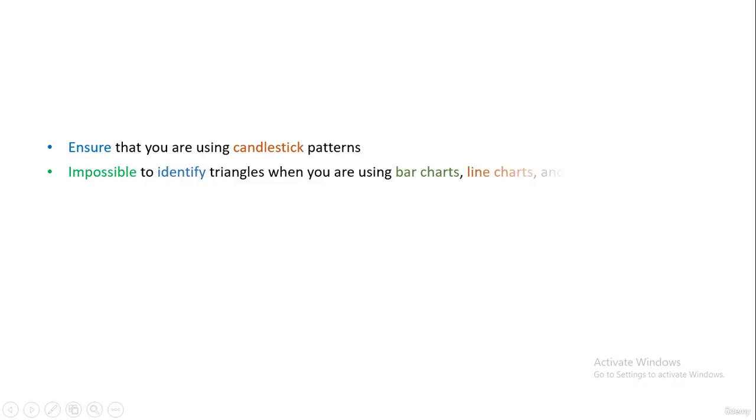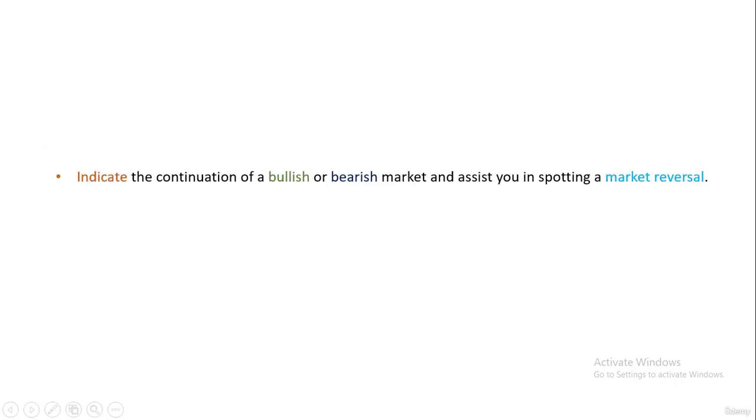You need to ensure that you are using candlestick charts. It is almost impossible to identify triangles when you are using bar charts, line charts, and other types of charts. Triangle patterns are important because they indicate the continuation of bullish and bearish markets. They can also assist in spotting a market reversal.